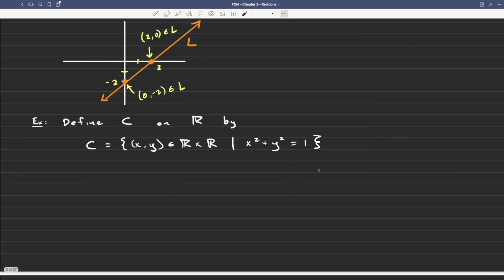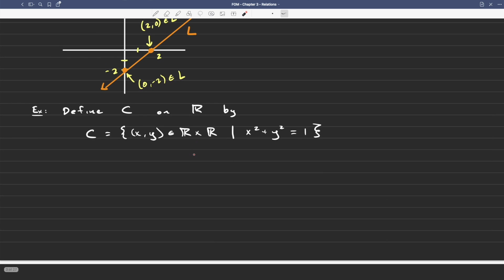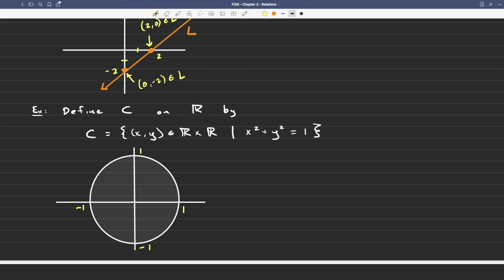Here's another example of that sort. C, and we're defining it on R, and that just means the components of the ordered pairs are both coming from R. So C is the set of ordered pairs in R cross R, and the relationship between x and y is captured by this equation, x squared plus y squared equals 1. Well, surely you recognize that equation as your old friend, the unit circle. So again, any point that happens to lie on that unit circle is an element of the relation.